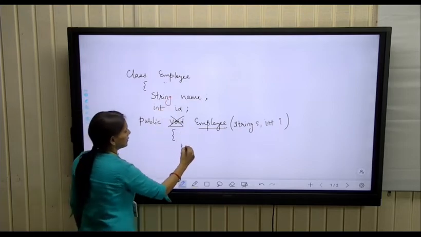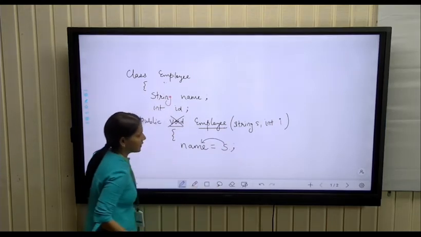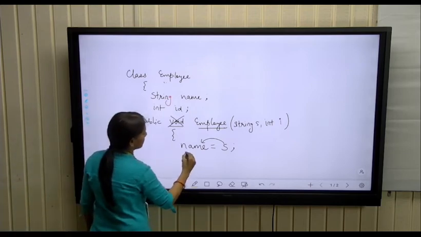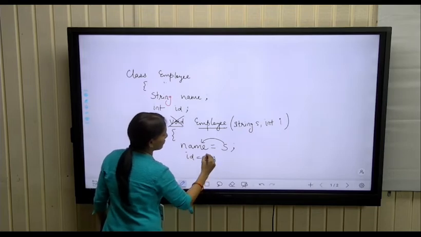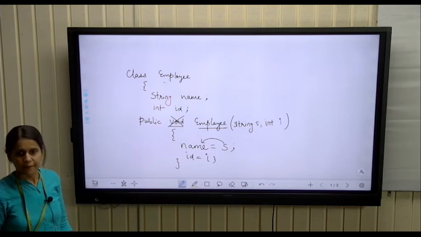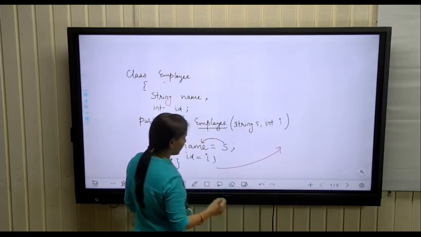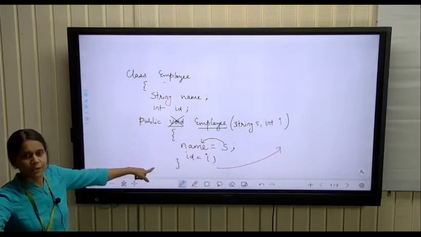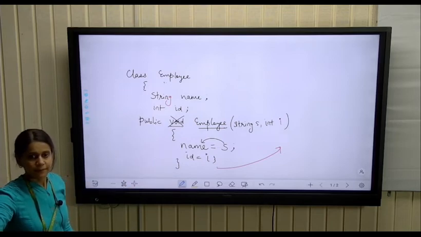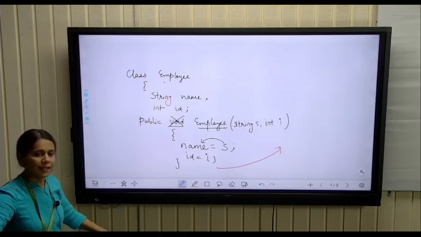So this s will assign the value of name, right? And this I will assign the value of ID. Clear? Okay. Now in main function we will have to call this operation, that is the Employee constructor. No, why do you say no? This is a constructor actually, because constructor does not return any value.